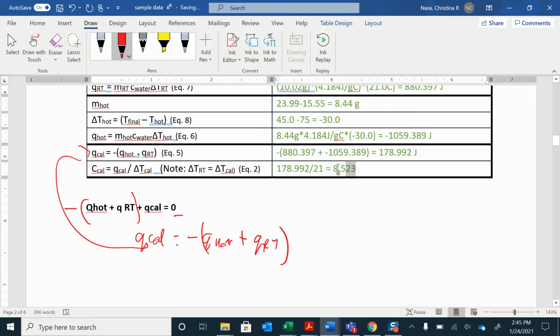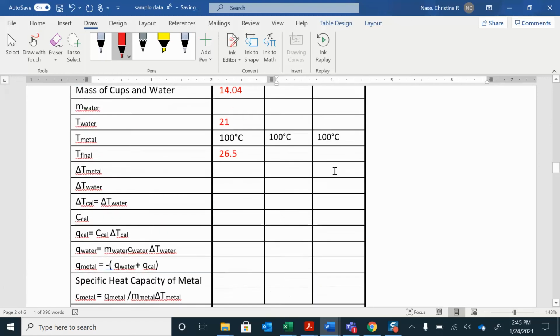So I'm going to copy that number and throw it in my table so that I don't forget where I got it from, over here. Where it says C-cal, that's a constant now that I got from the first part.